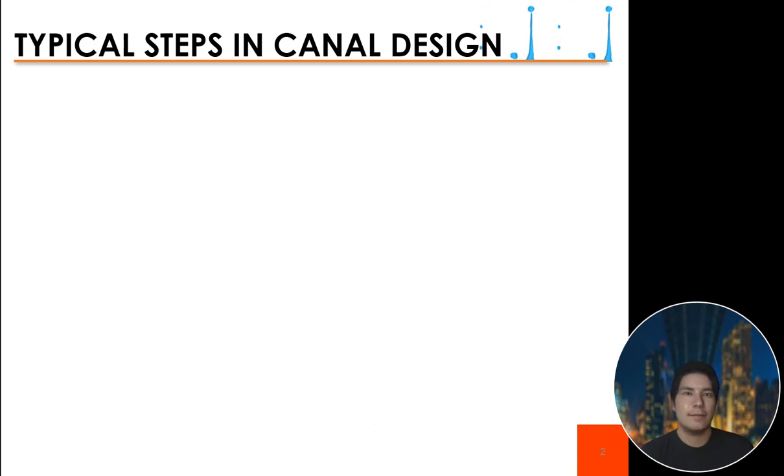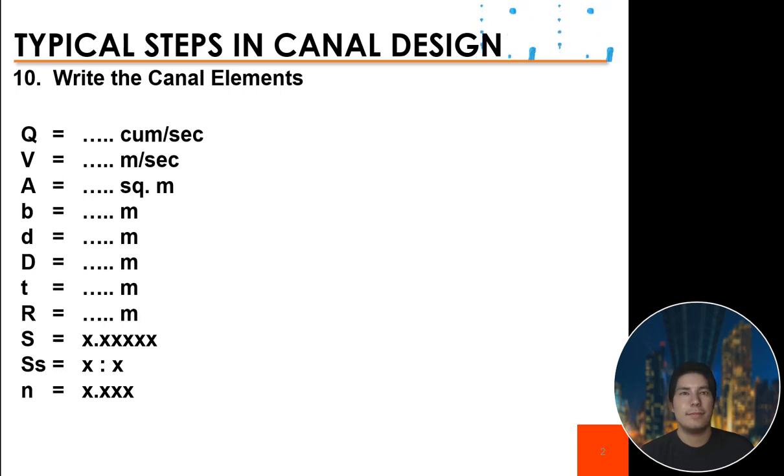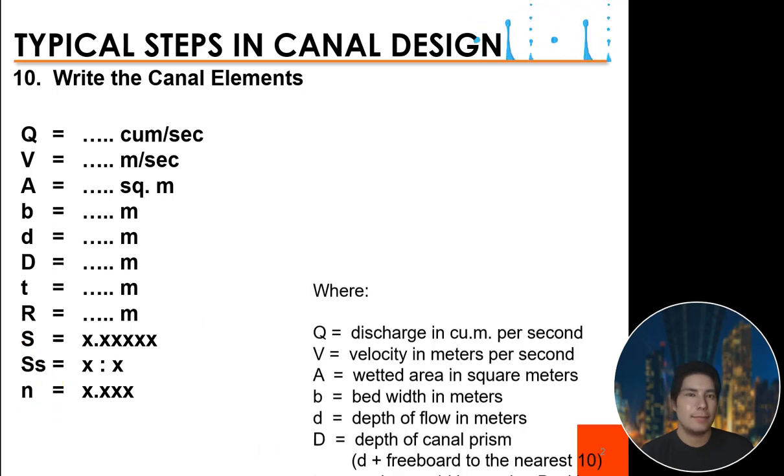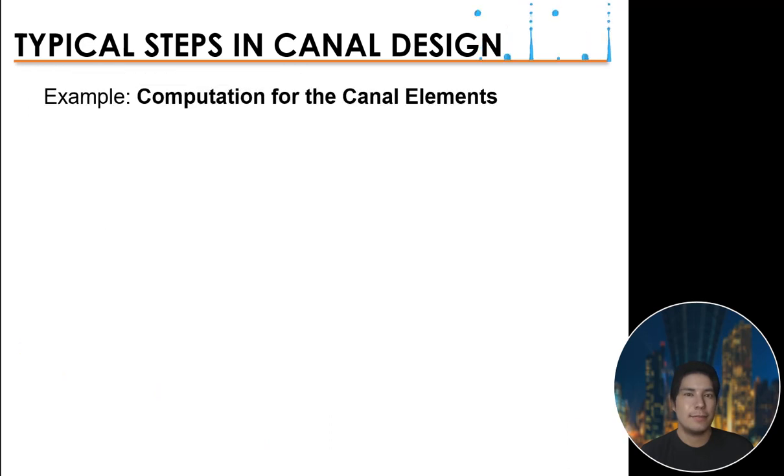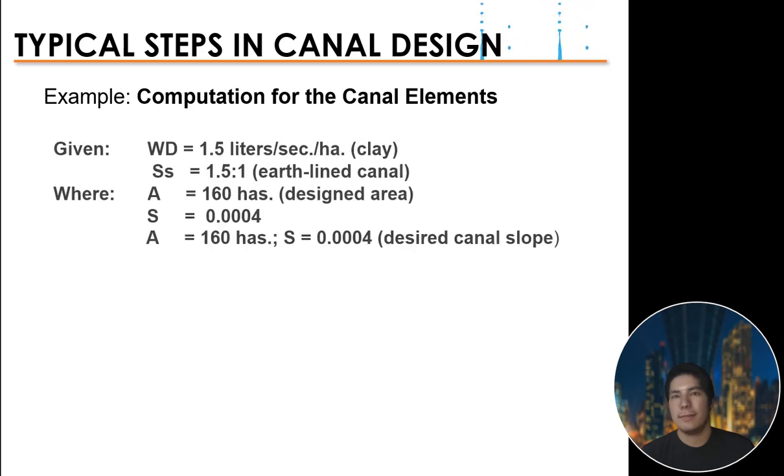Okay, so next, I think this is an example. The last step is to write the canal elements. So it looks like this. We have the discharge, velocity, area, the bottom width, the depth, the overall depth, the top width, the hydraulic radius, the gradient slope or the bed slope, the side slope, and the roughness coefficient, and computation for canal elements.